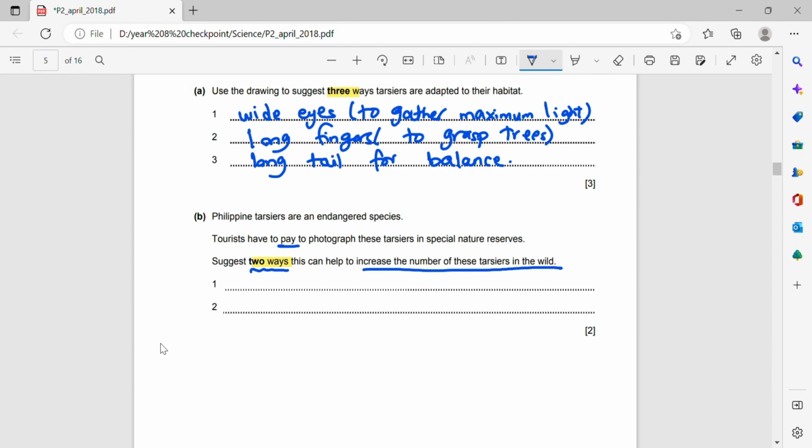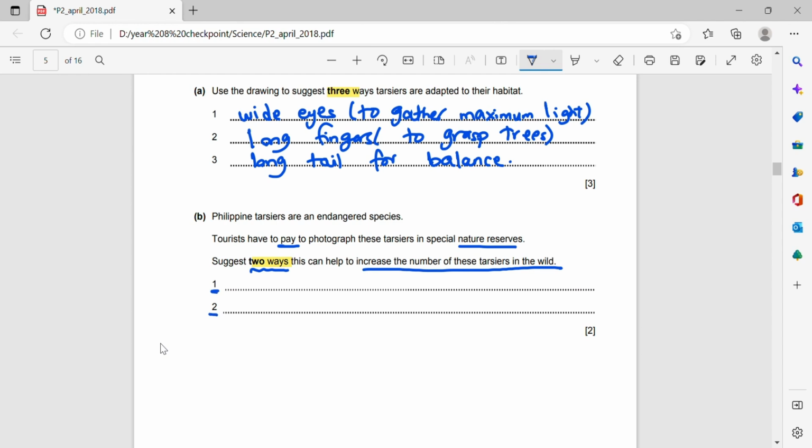They can do what? They can maintain the natural reserves. They can use the money for a breeding program. They can improve the health of the tarsiers. They can increase the awareness. They can research into the causes of the decline in the number of tarsiers.